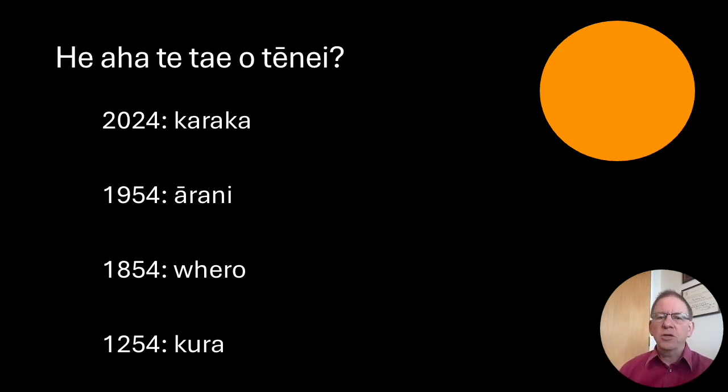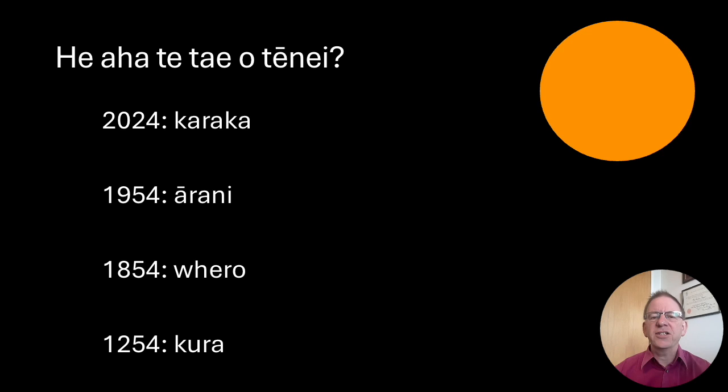Our research shows that you will have got different answers at different periods in history. A child today would say, karaka. 70 years ago, they might have said arani, a loan word from English, orange, arani. 170 years ago, they would almost certainly have said whero. Today, whero means red. 170 years ago, whero encompassed the English concepts of red, orange and brown, and some pinks, and some purples. And if you'd asked someone 800 years ago, they would likely have answered kura or colour.